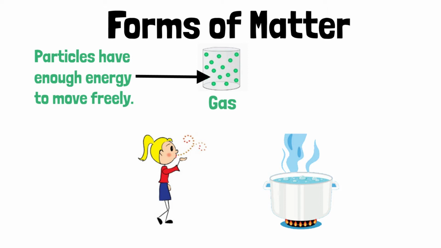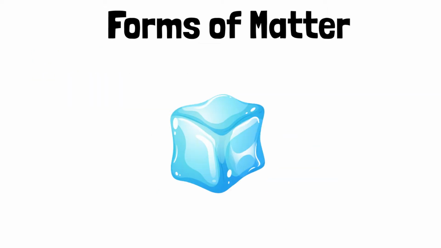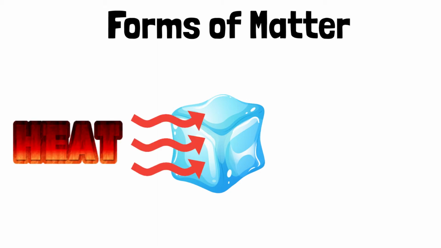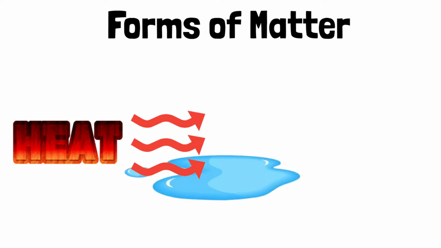One of the best ways to illustrate the changing forms of matter is to think about an ice cube. An ice cube is a solid. By adding heat energy to the ice cube, you can change it to its liquid form of water. The changing of a solid to a liquid is called melting.